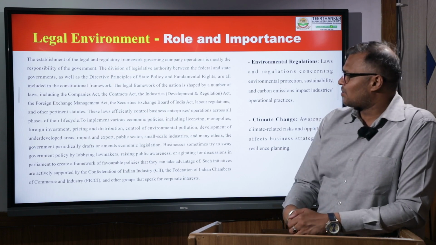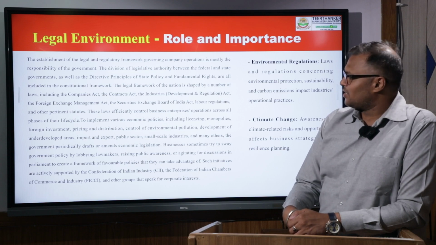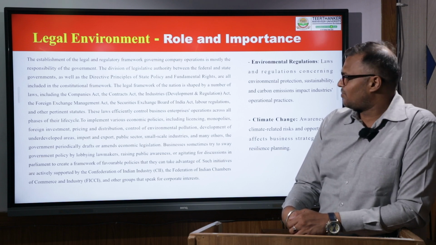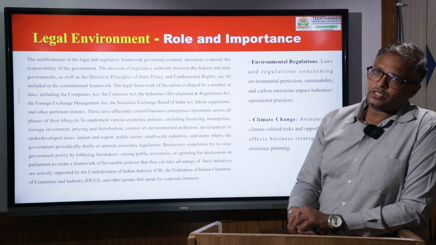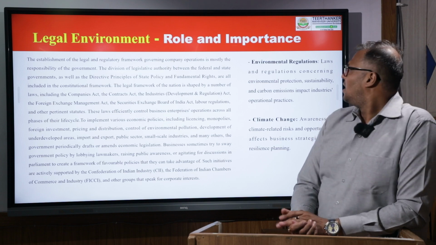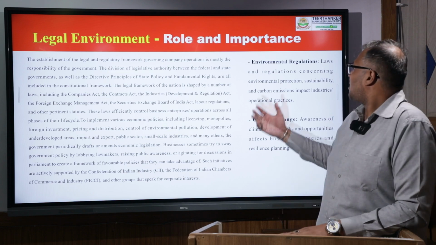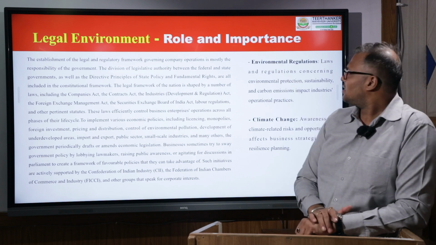For example, CII, that is called Confederation of Indian Industry, or FICCI, that is called Federation of Indian Chambers of Commerce and Industry, and many other groups which take care of the legal framework of various businesses. Now, how does this legal framework impact the organization? By creating the various environmental regulations.